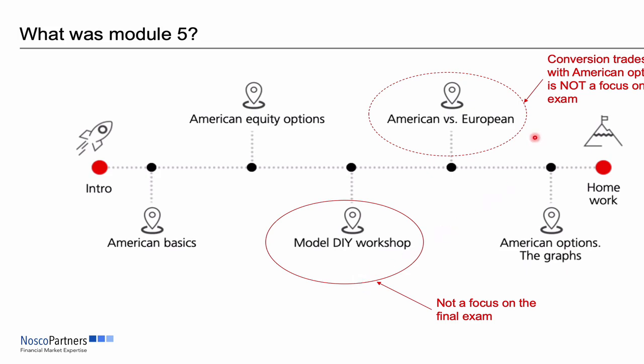And then also, we had a part American versus European. We reviewed part of this just before. This had to do with stock options, with American stock options, with dividends and these things. But then there was a second part, which was conversion trades with American options. And that's also not a focus on the test. But I hope that when you spend time with American options, at least that's how I feel it, we also learn to understand the European options better.